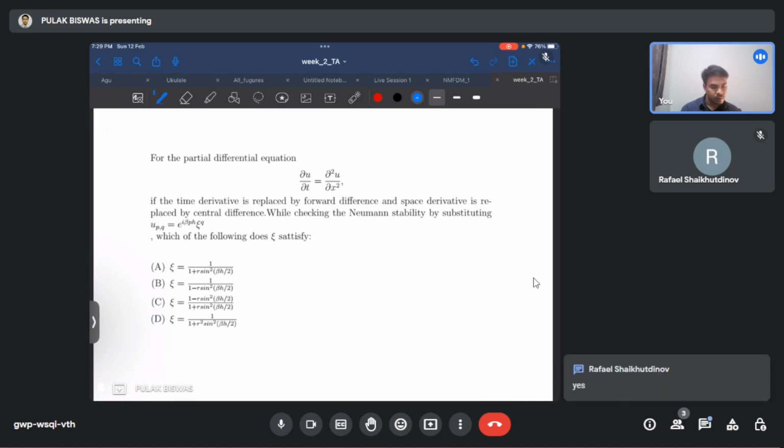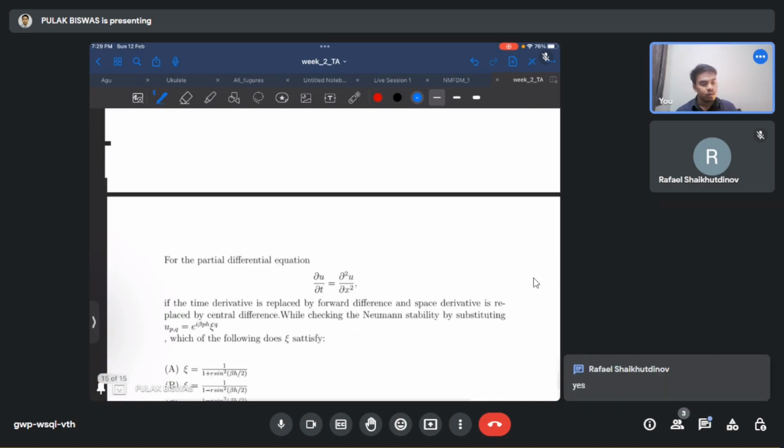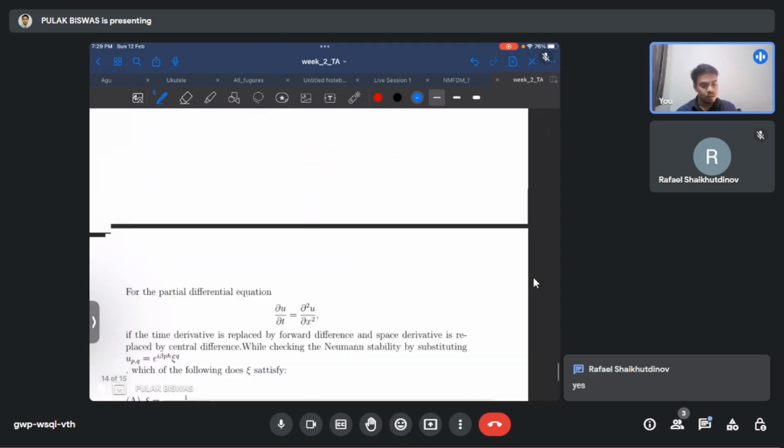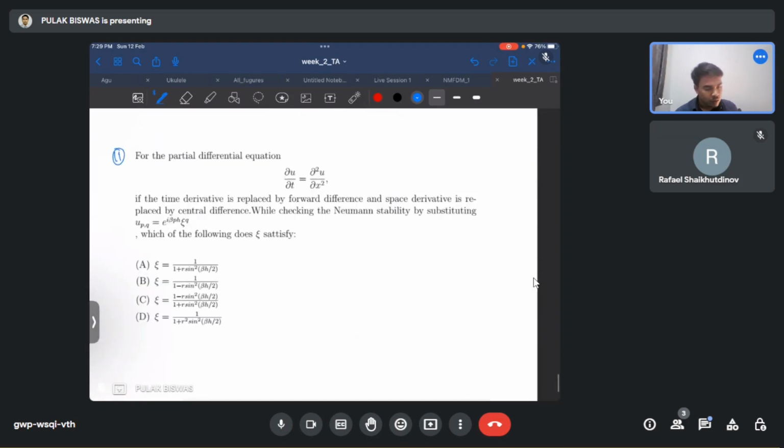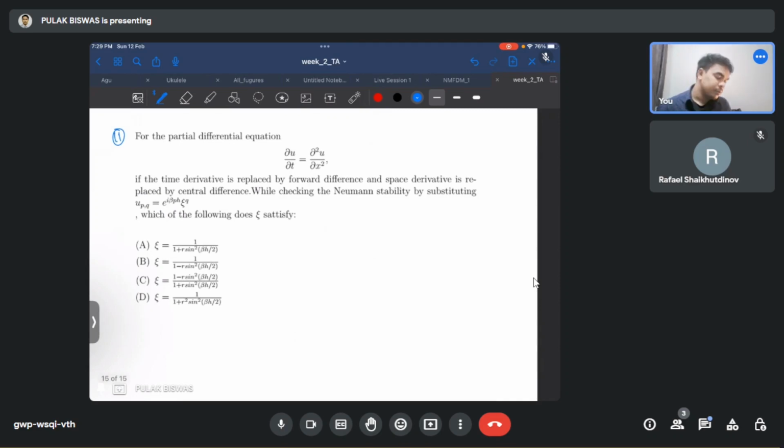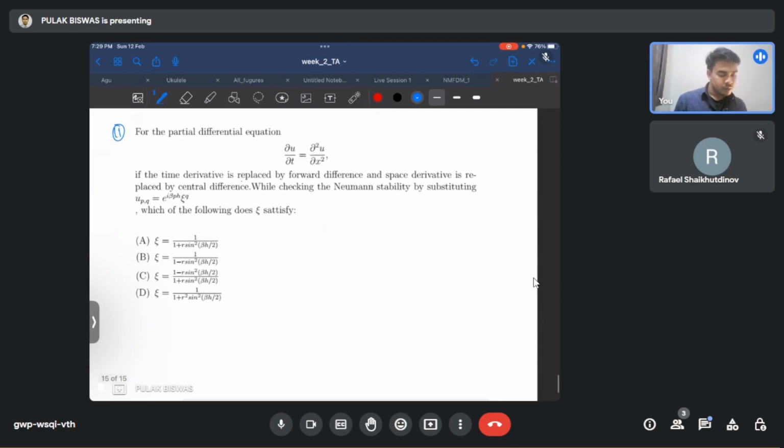Again, a similar question. This one, yes. Time derivative is replaced by forward difference and space derivative is replaced by central difference.